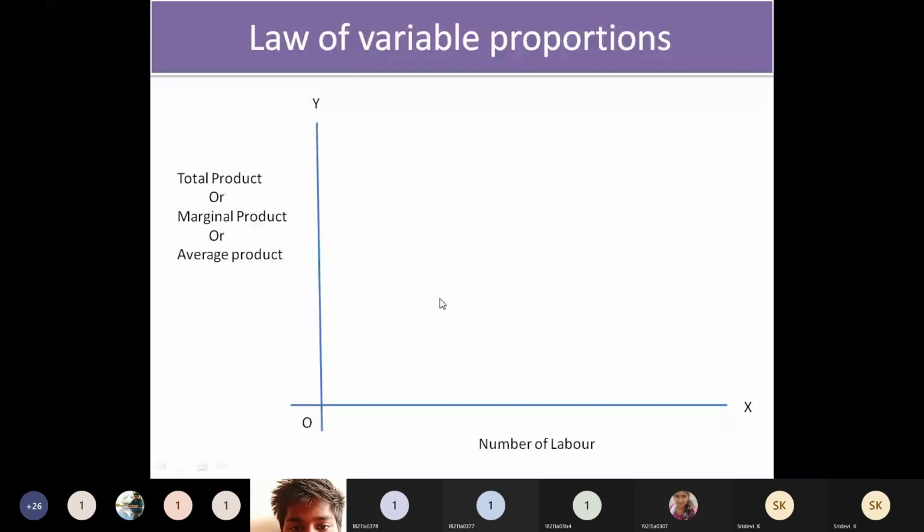Okay, first we are going to draw the total product graph. So the total product graph will be like this. If you plot each and everything, you will get a shape like this. So in the beginning it was increasing to some extent, and later it starts decreasing. So that we can see here. Okay, shall I show this schedule again?